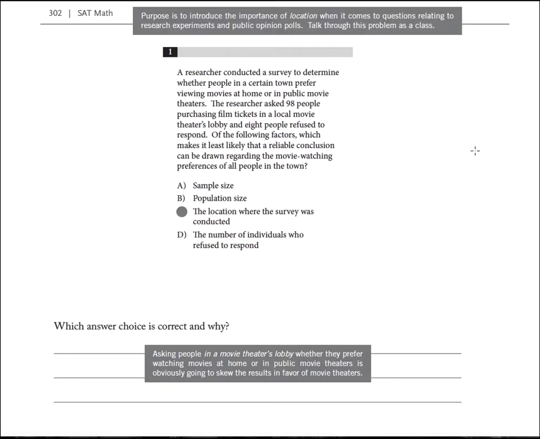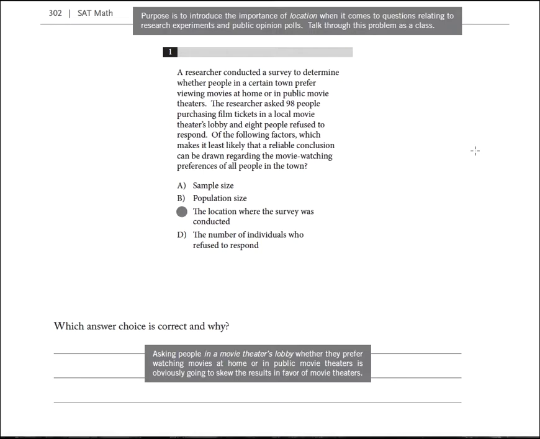A researcher conducted a survey to determine whether people in a certain town prefer viewing movies at home or in public movie theaters. The researcher asked 98 people purchasing film tickets in a local movie theater's lobby, and 8 of the people refused to respond. Of the following factors, which makes it least likely that a reliable conclusion can be drawn regarding the movie watching preferences of all people in the town?